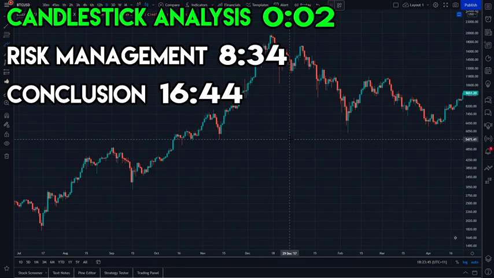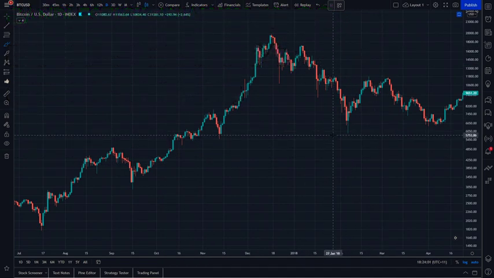So let's get straight into the candlesticks. I'm going to be going over some bullish and bearish signs in the regular candlesticks. And in just a moment, I'll be sharing the Heikin-Ashi candlesticks and why the Heikin-Ashi candlesticks can act as a valuable indicator within our trading strategy.